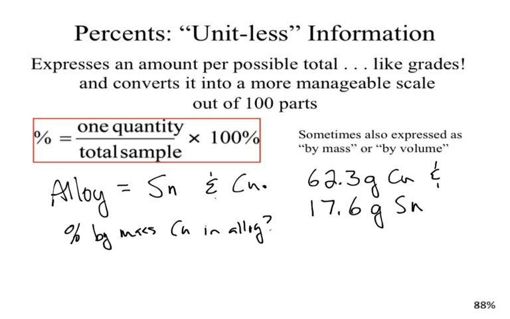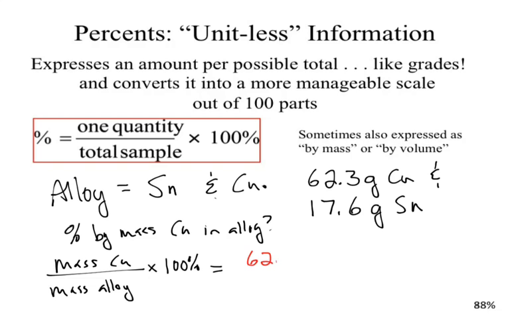So if we convert that question out, what we're asking is what is the mass of copper in the mass of the alloy, I always forget this as well, times 100%, so that we can get our percent. Okay, do we know the mass of the copper? Yeah, what is it? 62.3 grams of copper.